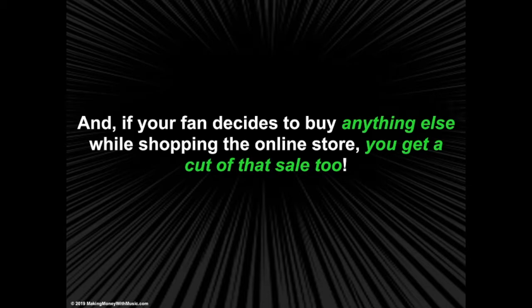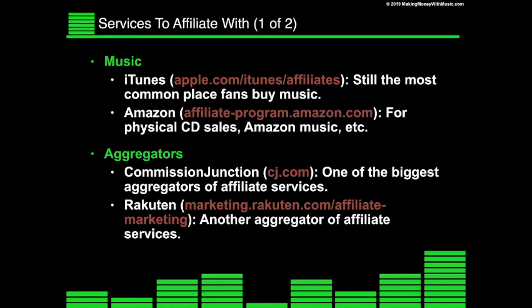The cool thing is if your fan decides to buy anything else while shopping the online store, you get a cut of that sale as well. So, no reason not to do this since it's free. iTunes has one, Amazon has one, and then there's aggregators like CJ.com and Rakuten. And aggregators basically handle the affiliate program for retailers like, for example, Guitar Center or Music 123.